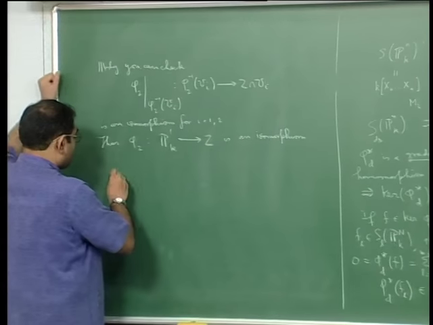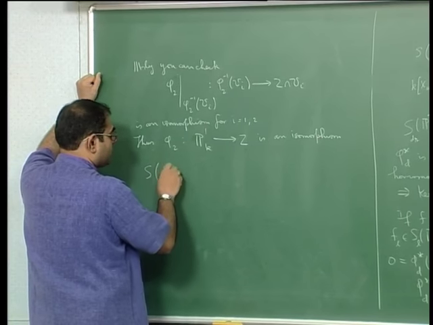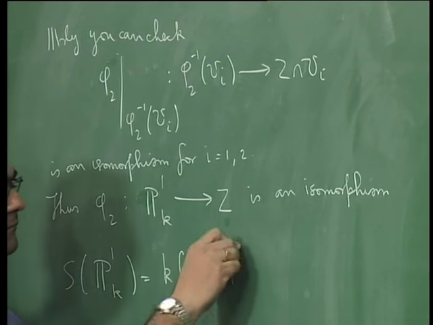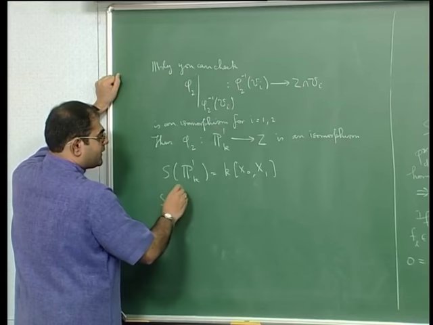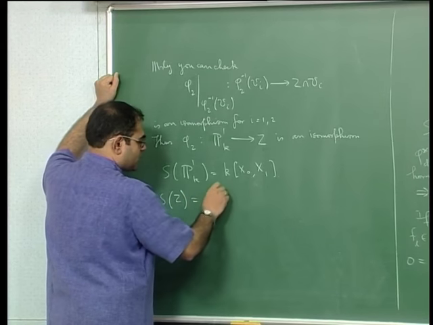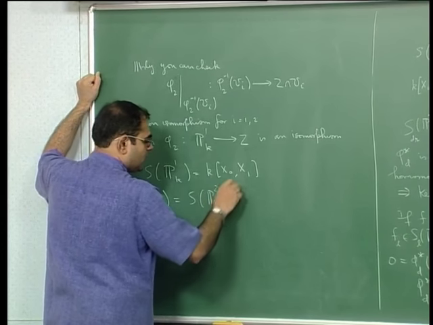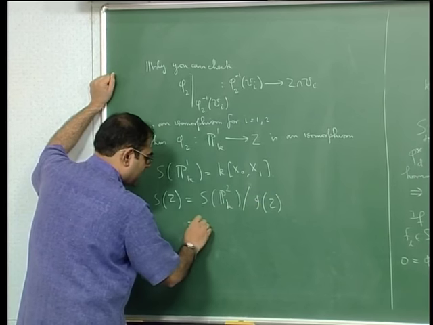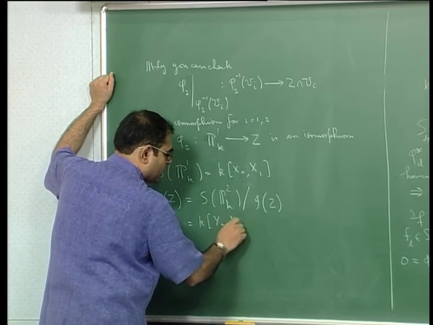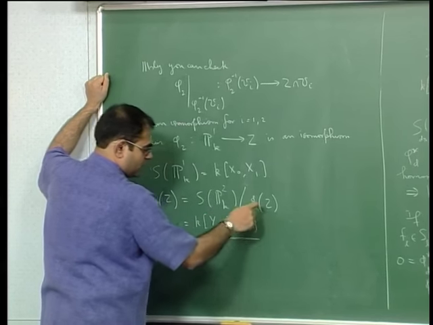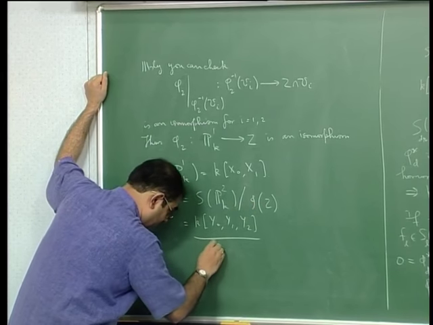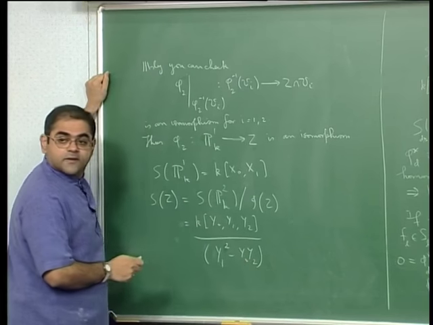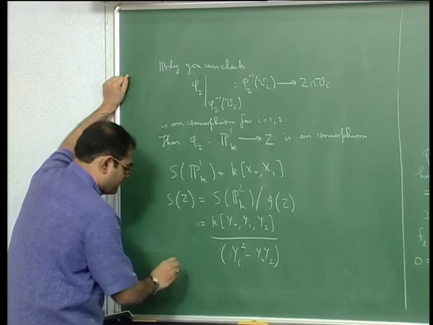If you calculate the homogeneous coordinate ring of P1, what you will get is just k[x0, x1]. And what is the homogeneous coordinate ring of Z? It is the homogeneous coordinate ring of the target P2 modulo the ideal of Z. That is just k[y0, y1, y2] modulo the ideal generated by y1 squared minus y0 y2. And these two are not isomorphic.